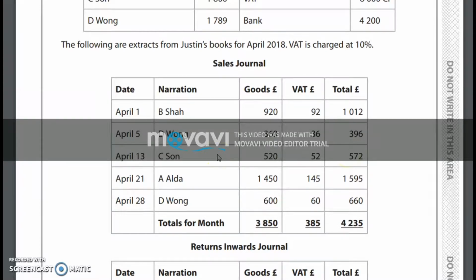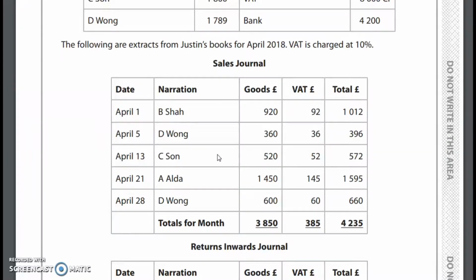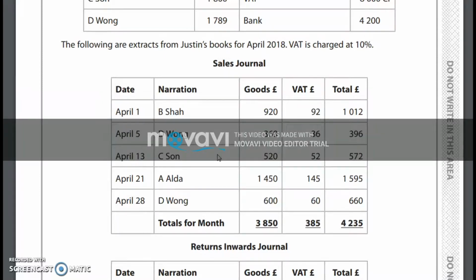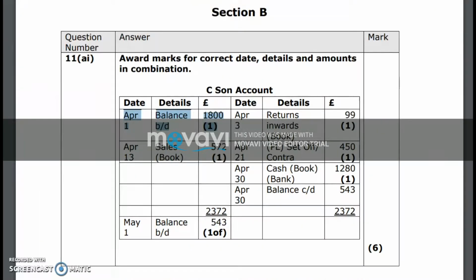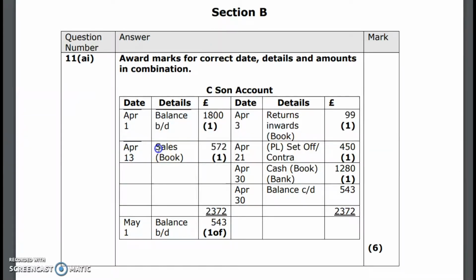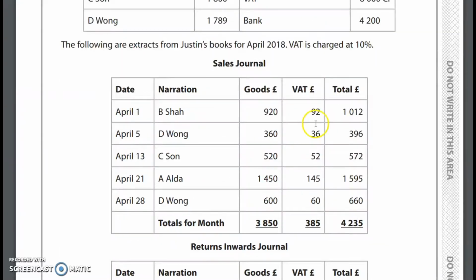So when Justin sells more goods to CSUN, CSUN has to pay more. Therefore, the trade receivables value increases. So CSUN's account should be debited, since asset increases are debited. So on the debit side of CSUN's T account, we have the date April 13th. It's a sale, so we put sales, and the figure is 572. The figure is always the total figure that we have to consider.